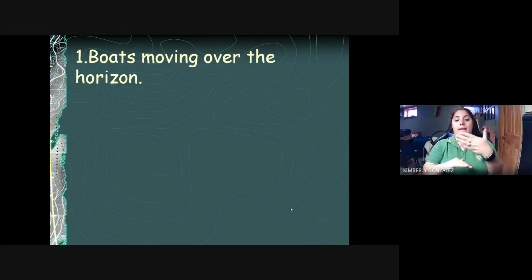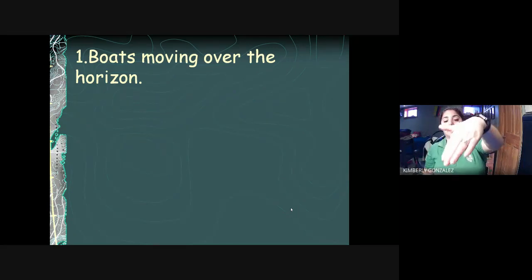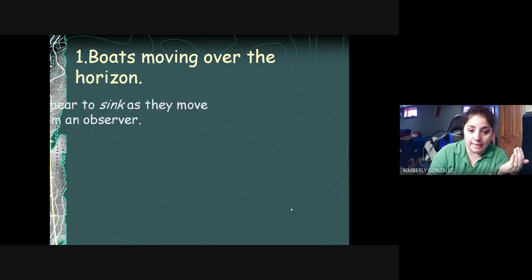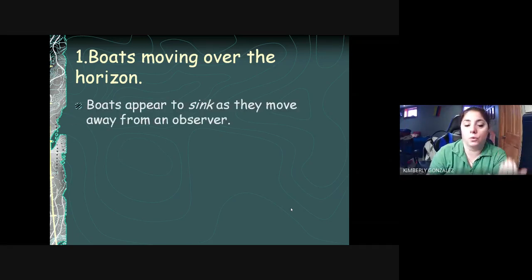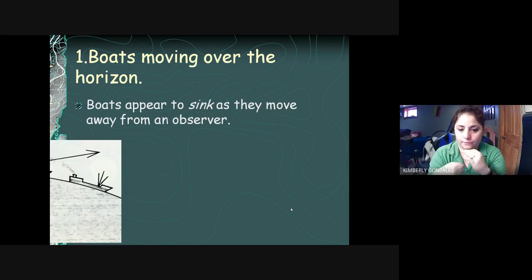So that interface, right, is the horizon. Horizon is the flat horizontal line, okay? Now, if a boat starts to go out towards the horizon, from your perspective, it almost looks like the boat is disappearing or sinking, but it's not. It's just because of your perspective. So boats appear to sink, quote unquote, as they move away from the observer, which is you, right?